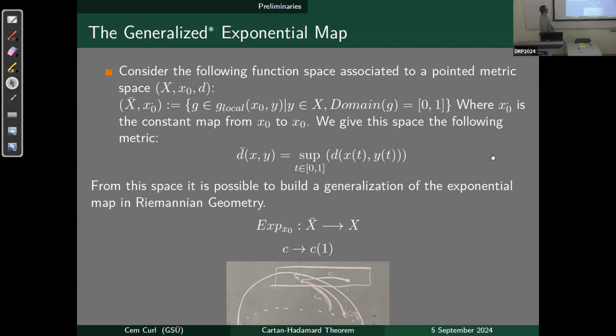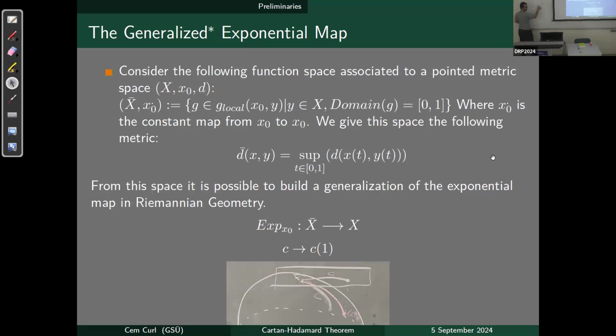Okay, consider the following space associated with a pointed metric space. The space of local geodesics from our special point to a random point in the space, such that the domain of the geodesics is [0, 1]. The constant map is a local geodesic. We're going to give this space the sup metric, which is the supremum of the distances between any 2 geodesics. This is going to be the distance function put through t for the geodesics.